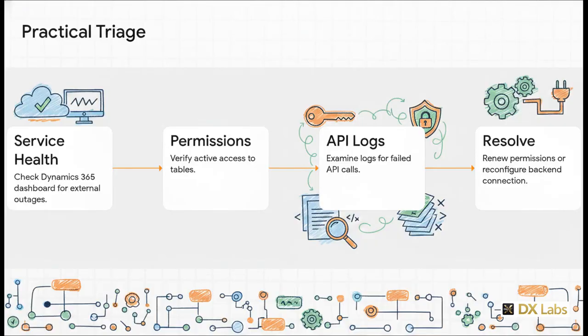Okay, let's lock all this in with a practical triage example that you will absolutely see on the AB 900 exam. Let's say a procurement agent completely fails every time a user attempts to pull purchase order data. Step 1, you check the Service Health dashboard for Dynamics 365. This rules out any external Microsoft outages. Step 2, you review the agent's specific permission set. You're making sure it actually has active read-level access to those purchase order tables. Step 3, examine the logs for failed API calls, usually checking to see if there's an expired authentication token. And Step 4, resolve the block by renewing those permissions or reconfiguring the backend connection.